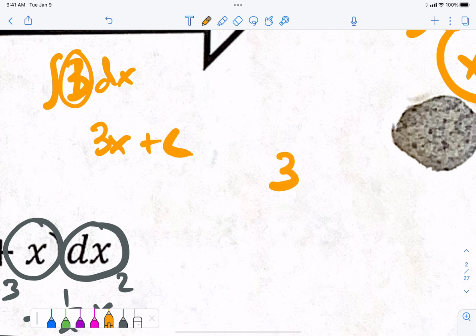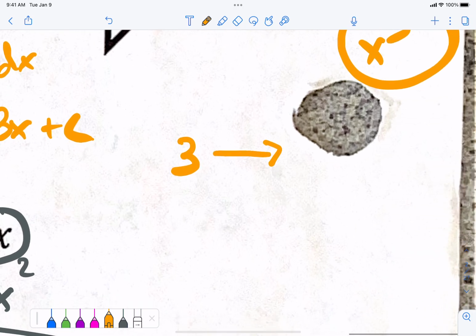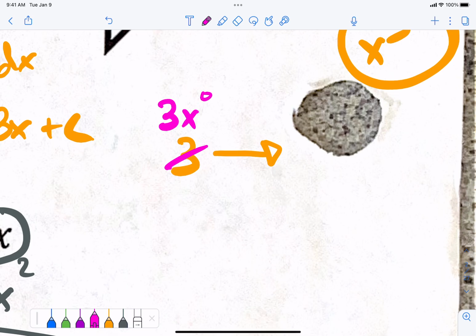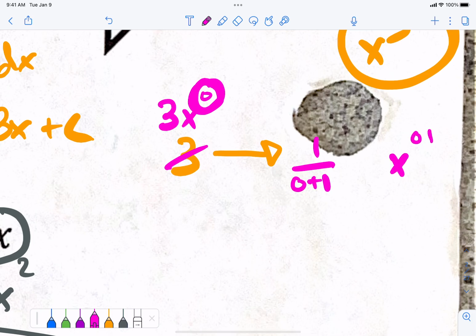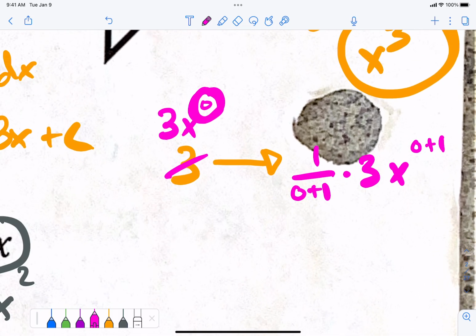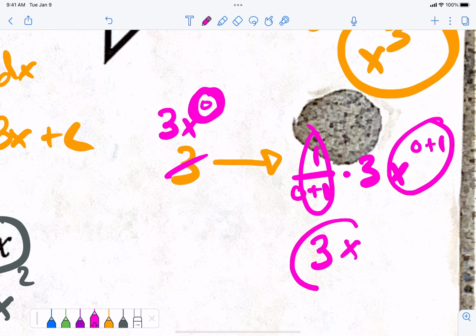Okay, if we're taking the antiderivative of 3, everybody listen to this. With an exponent on your x, this is like 3x to the 0 power, right? That's what 3 is. If I take the antiderivative and you add 1 to your exponent, this would be 1 over 0 plus 1, x to the 0 plus 1 with the 3 there. So 1 over n plus 1, x to the n plus 1. So if it's x to the 0 power to start with, this will be 1 over 1 times 3, which is 3, and this is just x. Do you see how that works?